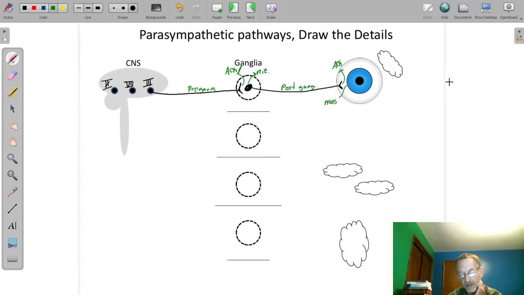And then you should be able to tell me what the response is for this pathway. This would cause pupillary dilation or pupillary constriction? Pupillary constriction.